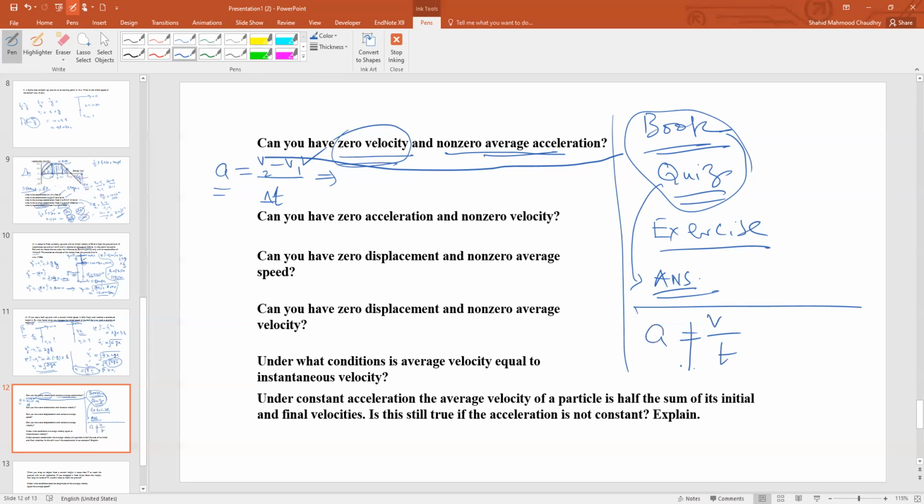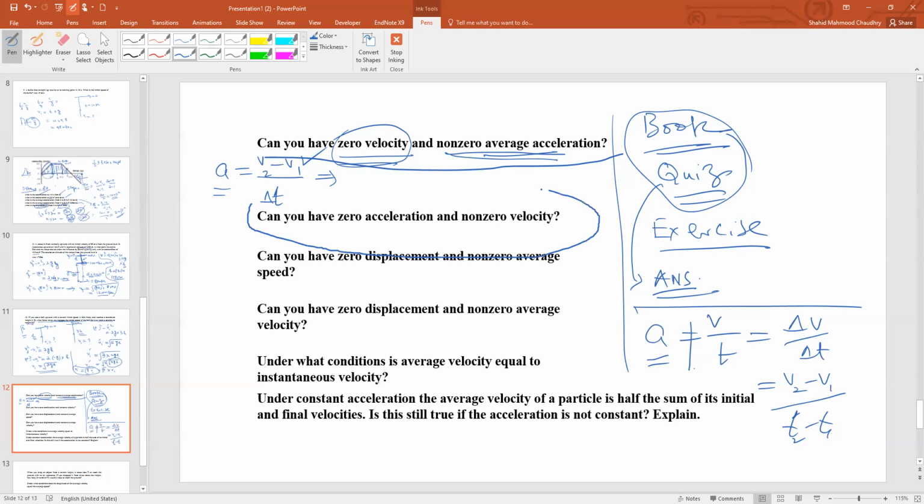Acceleration is not velocity over time. Acceleration is delta v over delta t, or v2 minus v1 over t2 minus t1. It means to find acceleration, you need two velocities, the difference of two velocities. So if one velocity is zero, then non-zero average acceleration exists. Yes.